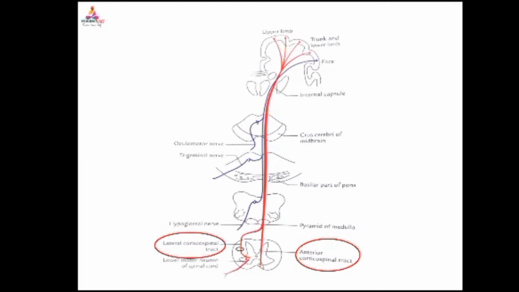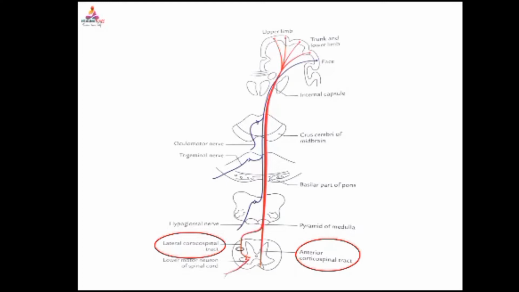Lateral corticospinal tract also contain some fibers which arise from the ipsilateral cerebral cortex. The lateral corticospinal tract lies in the lateral white column in front of the posterior horn and medial to the posterior spinocerebellar tract. The anterior corticospinal tract lies in the anterior white column close to the anterior median fissure.